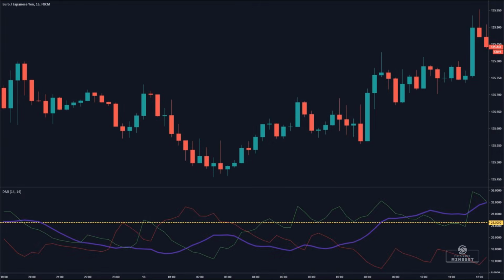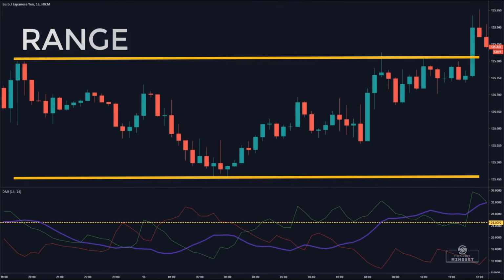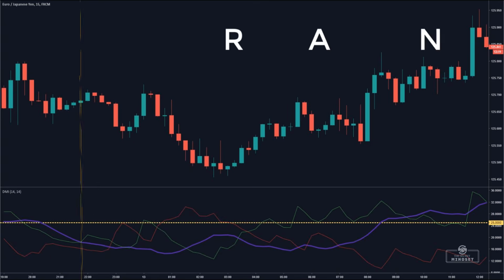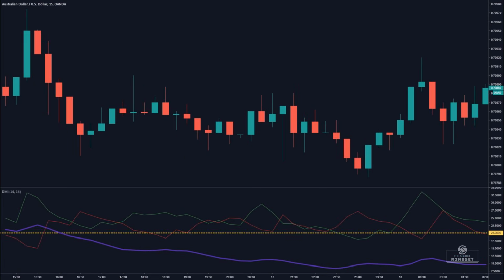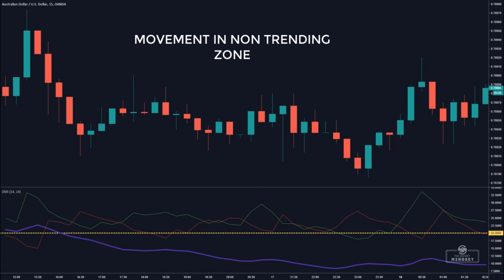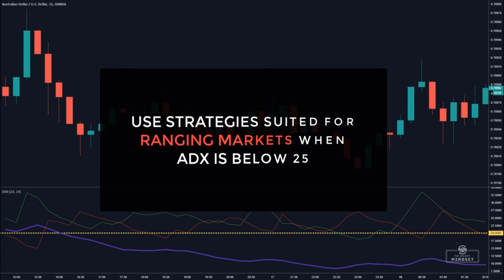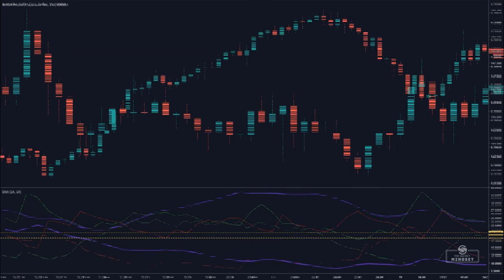Here's a Euro-JPY chart with the ADX line below 25. We can clearly see the lack of a trend as the price basically trades in a range. In this other chart, ADX crossed below the 20 level, signifying the end of a trend, or better said, the movement in a non-trending zone. So when we see the ADX line below the 20 or 25 level, we forget about trend trading strategies and we apply strategies suitable for ranging markets.